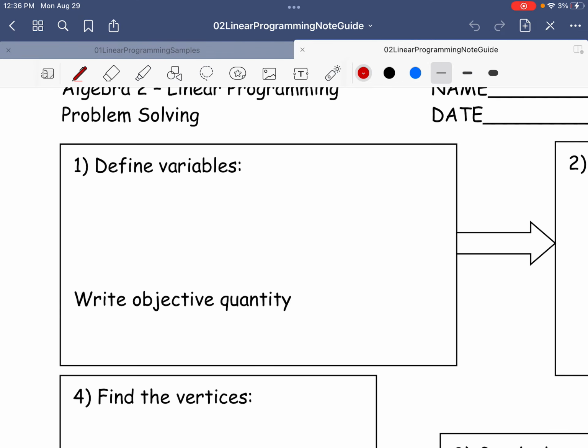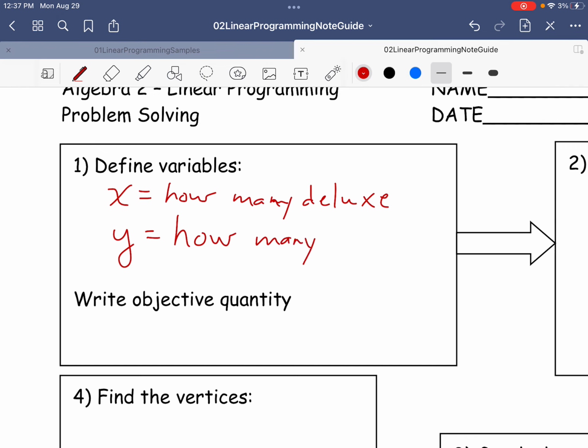And as with any application problem, your first step is going to be to define the variables. Now we're talking about the variables of x and y, which are often the things that are unknown. You might feel like there's a lot that's unknown, but if you think about it, it has to do with the phones, specifically how many phones. So let's say that x is going to be how many deluxe phones. We don't know how many deluxe phones, but that's what we're going to try to find. And then how about how many standard phones for the y?